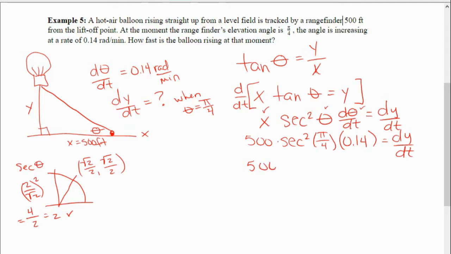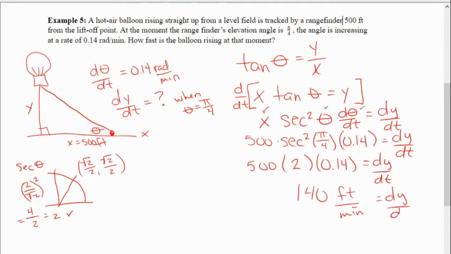So 500 secant squared. Oh, we already know what that is. So that's 500 times 2 times 0.14 is equal to dy/dt. So that's 1,000 times 0.14. Okay, great. So this is 140, and our unit is feet per minute. That is how fast the balloon is rising at the moment.